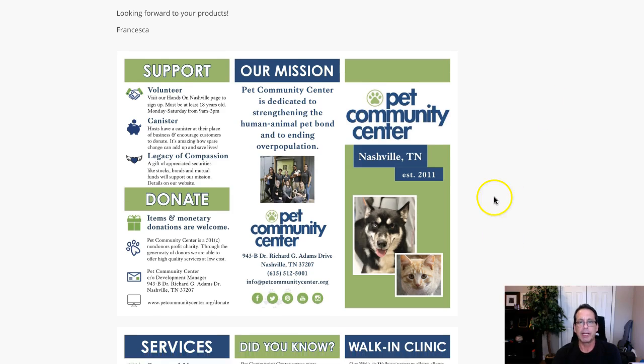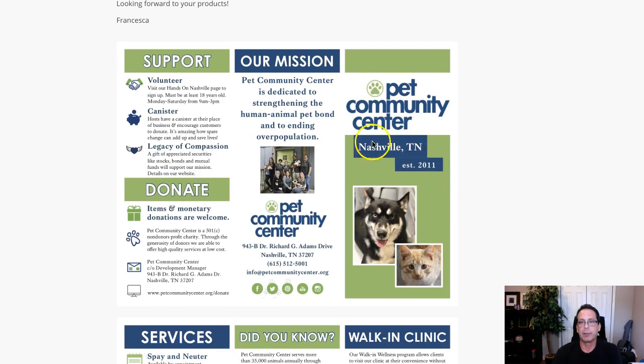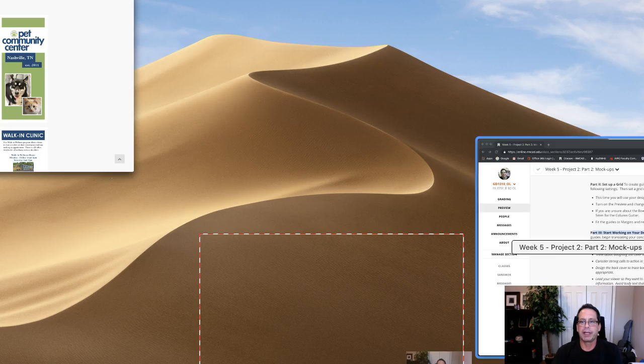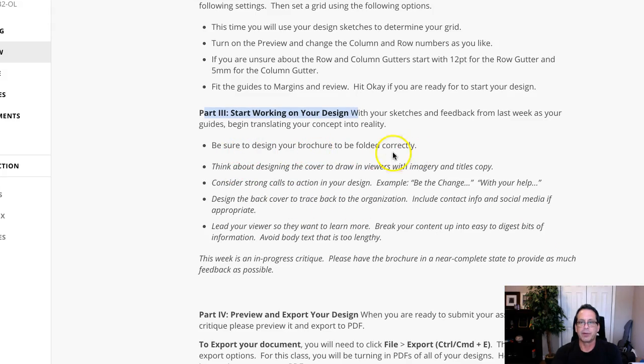Sorry about that. Okay, so we have these boxes here. The logo, I think the logo is pretty good, and I think the logo is very strong. Now, when we take a look at this right here, be sure to design your brochure for all the correct considerations. Think about designing the cover to draw the user's attention with imagery and titles.